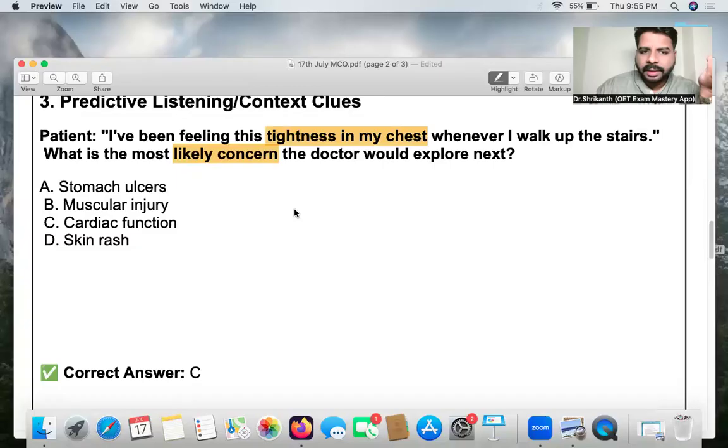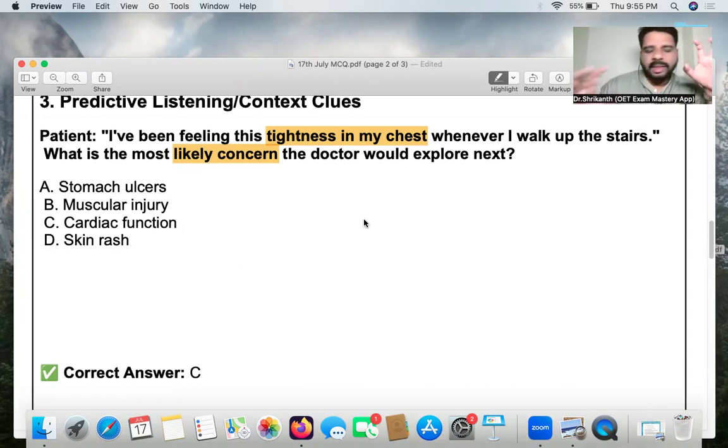Tightness in my chest. Okay. Basically means this thing: cardiac function. Stomach ulcers is the abdomen, right? Muscular injury is full body, general, and skin rash is the superficial outer layer of the human body. So tightness is okay. Again, it's a simple question.